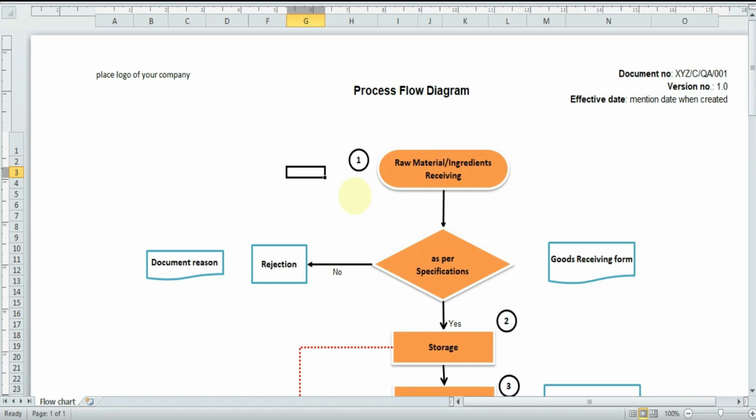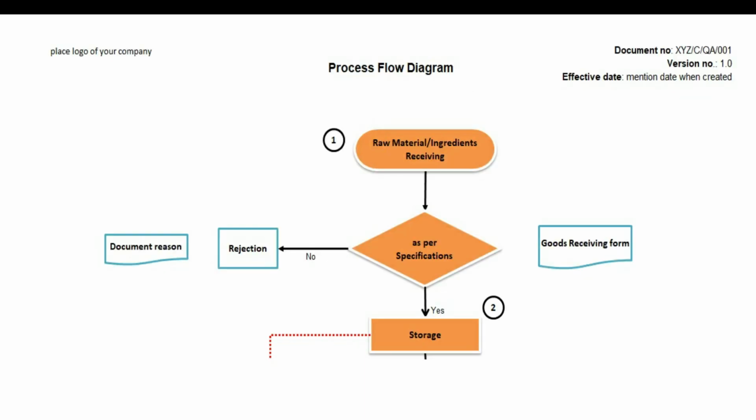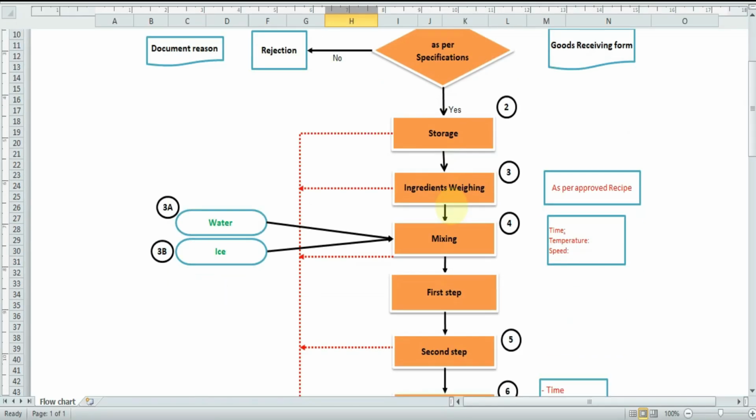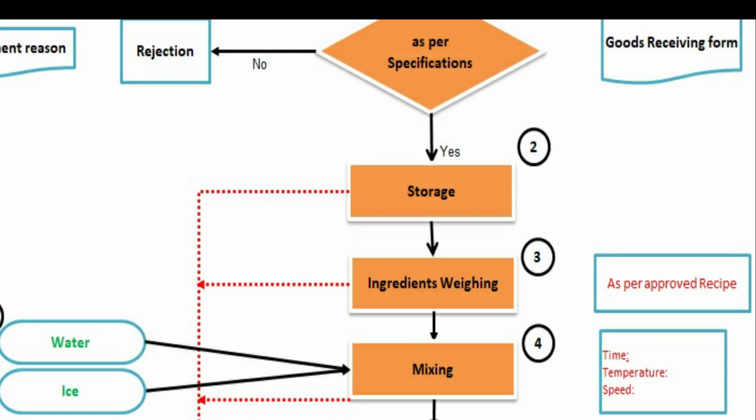The first step is raw material, or simply you can mention it as receiving. At the time of receiving, we take decisions. If the product is as per product specification, then we go for storage, and if it is not as per specification, then most of the time we reject it. After storage, the third step is weighing of ingredients. You can see along with this third step, I have mentioned in a block as approved recipe, because in that step we follow recipes and weigh our ingredients according to those approved recipes.